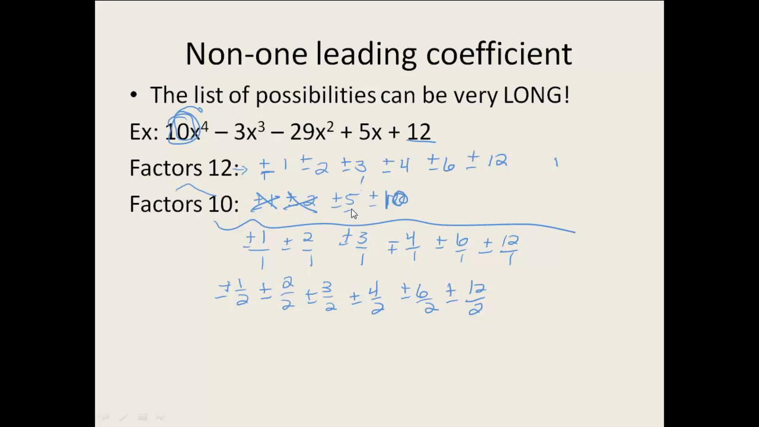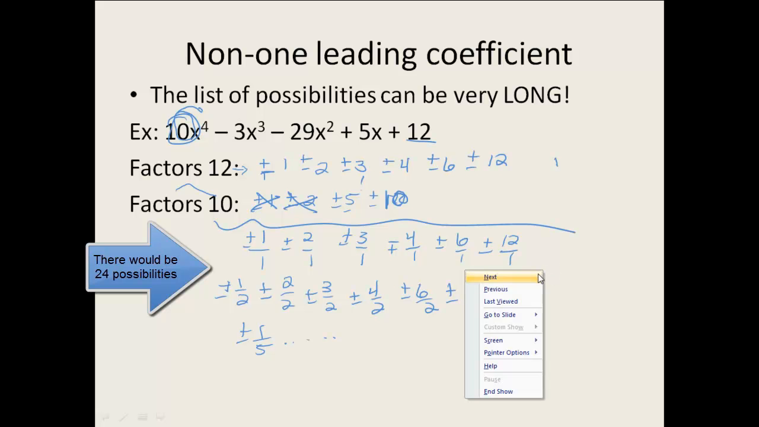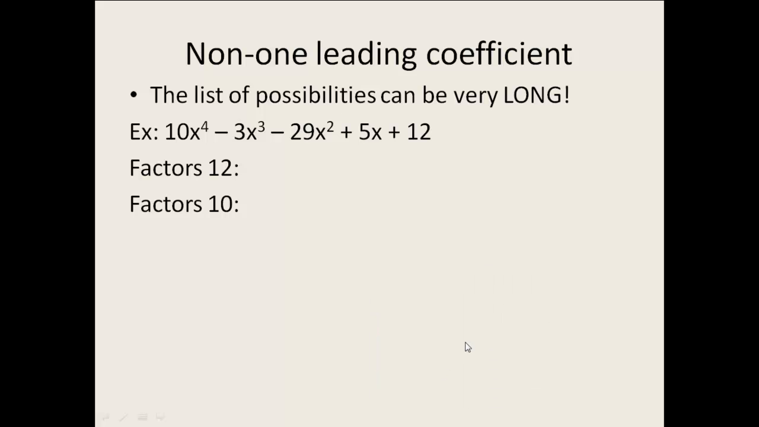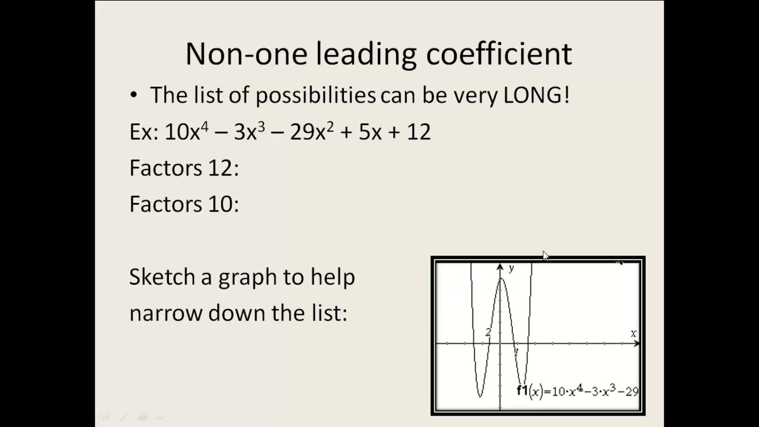I would have to do that same thing with the 5. So as you can see, your list gets really long really fast. Well, an alternative to that, because once you get that huge list, you have no idea where to even begin guessing and checking. So what we could do instead is we could sketch a graph to help narrow that list down. And what that would do is that would give me a rough idea of where my zeros are.